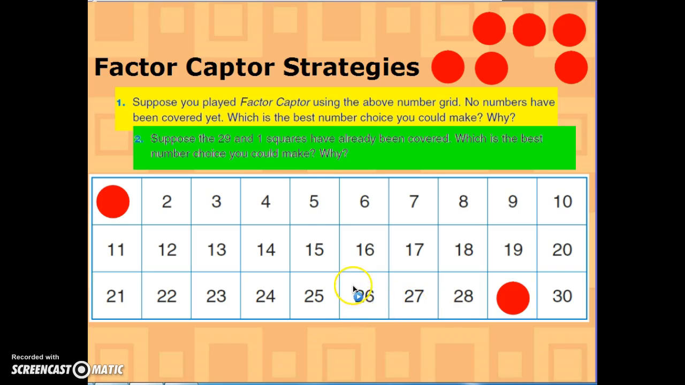Okay, think about what factors there would be for 28 or 27. 26 might be okay. If I chose 26, 1 is covered, but my partner could get 2 and 13. They'd get 15 points. So my next best one is really 23. 23 is prime. The only factors are 1 and 23, and now my partner would get 0 points, giving me 23 extras, 23 more to take the lead. So Factor Captor, you can use a lot of strategies while playing that. You're really looking to find those prime numbers to give you the advantage in points and to keep your partner from being able to mark the factors.